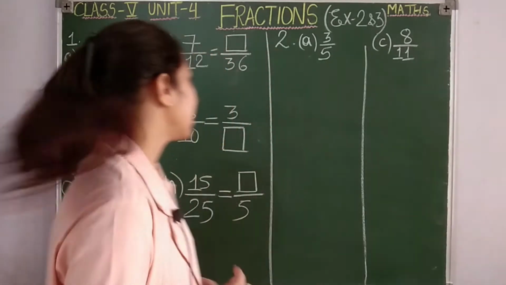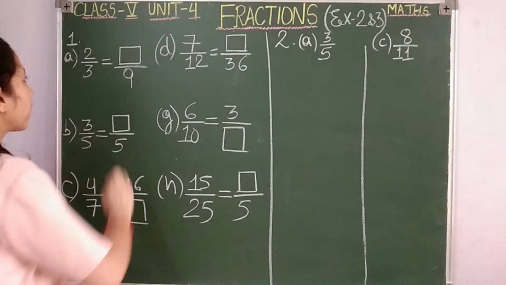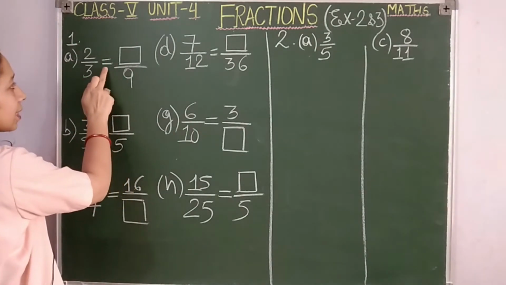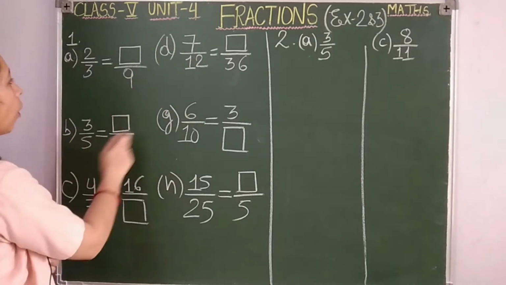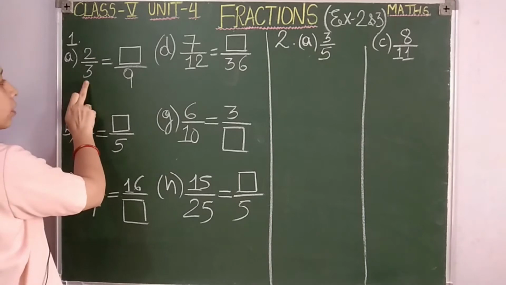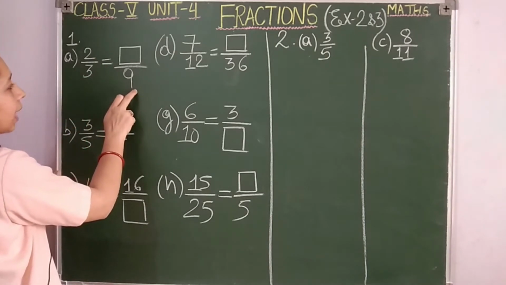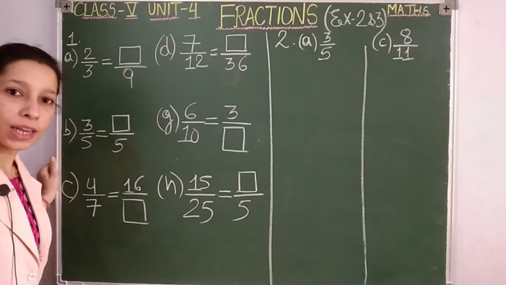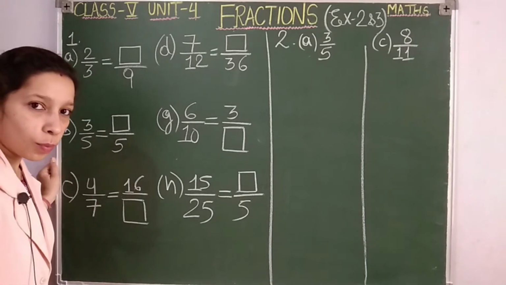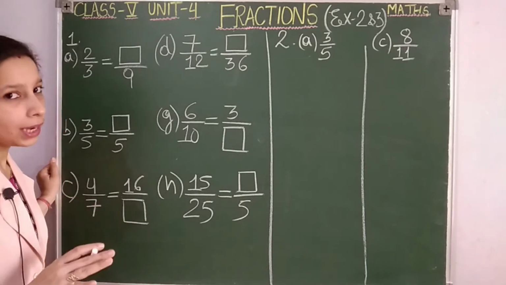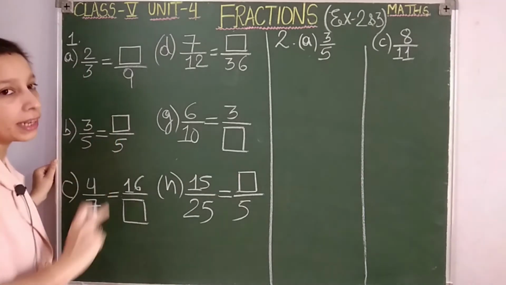Now let us see one example, then it will be more clear. So, question number one, first point, I am explaining. Here it is written 2 by 3. This is the sign of equal to, means this side is equal to this side. How? Let us see. Here 3 is written, which is equal to 9. So how are we going to get 9? For equivalent fractions we have to do two operations: either we will do multiplication or we will do division. So tell me, what should I multiply with 3 to get 9?